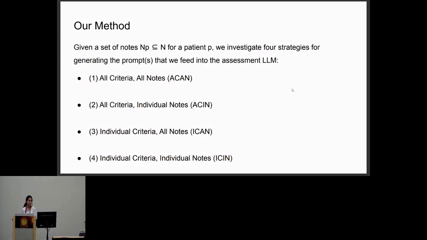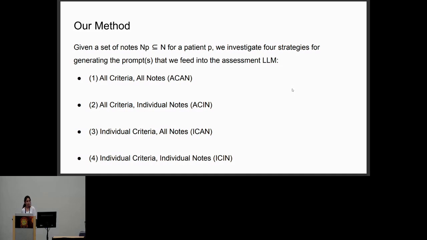The first is all criteria, all nodes, which means that we are converting all the criteria into one single prompt when we feed it into the large language model, and then it extracts all the assessment criteria at once. A second type of prompt is all criteria, individual nodes. It means that we convert all the criteria into one single prompt, and then the model extracts all of the possible assessments as one individual node. And the third one is individual criteria, all the nodes, and the last type of prompt is individual criteria, individual nodes.